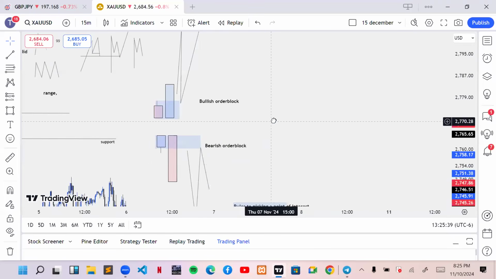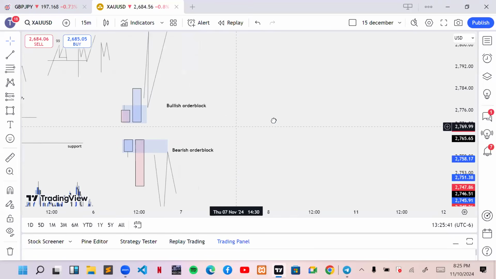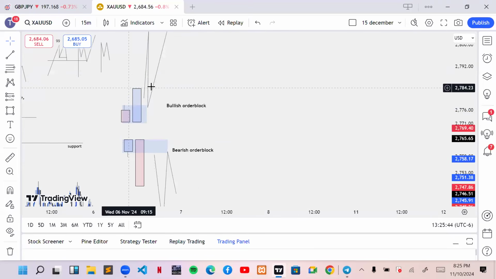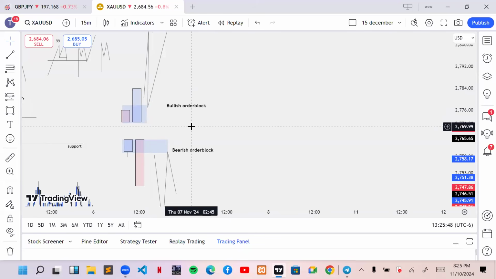Now, first of all, I've talked about what an order block is. Now, what is a breaker block? A breaker block is actually a failed order block, a failed point of interest.